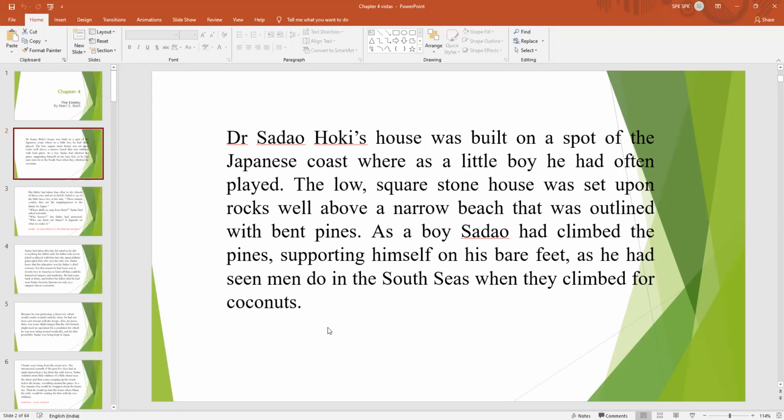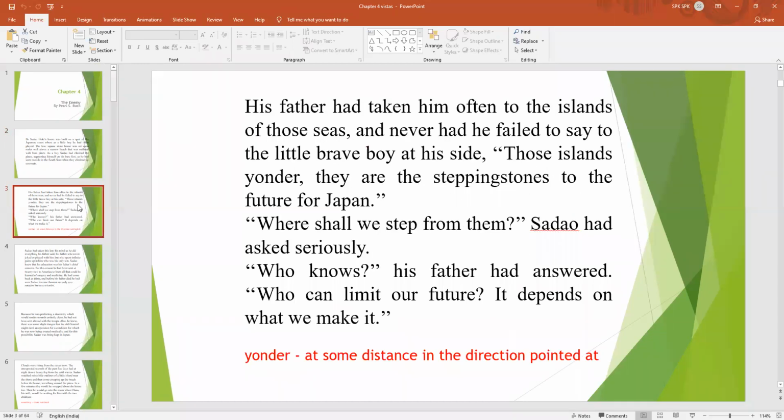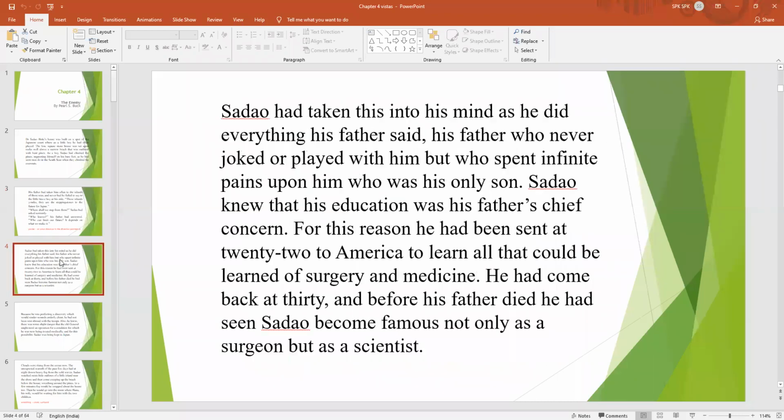Then the writer has given the introduction of his father also. The most important thing for his father was his education, and he always used to guide Dr. Sadao. And Dr. Sadao took every word of his father very seriously, and he fulfilled his father's dream, and he became a very famous surgeon as well as a very famous scientist. Now I tell you that a question is going to come from here: what is the reason why he was not sent with the troops on the battlefield?